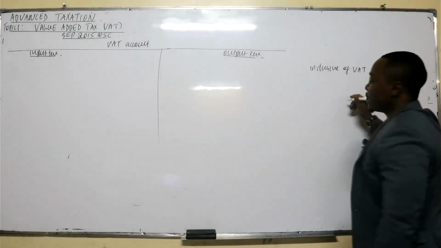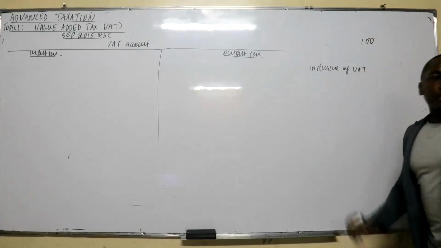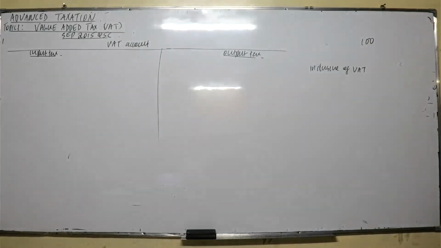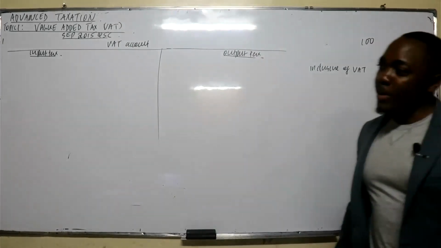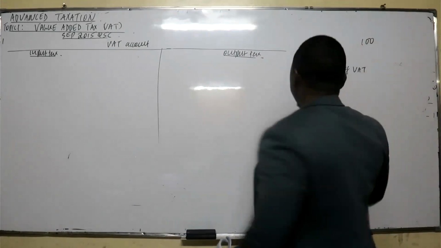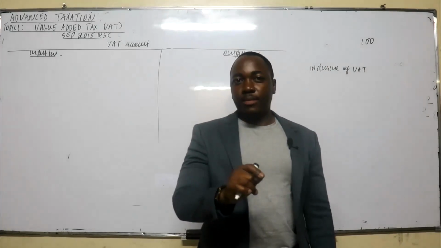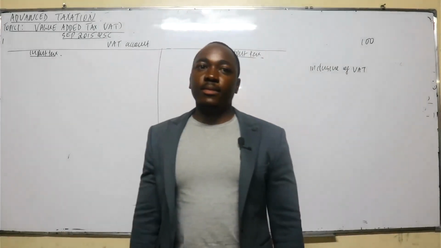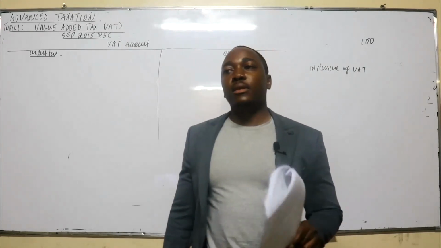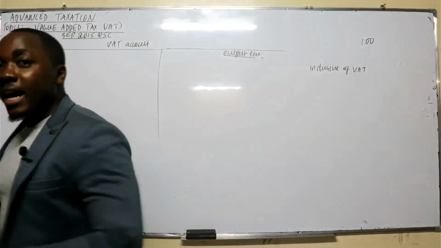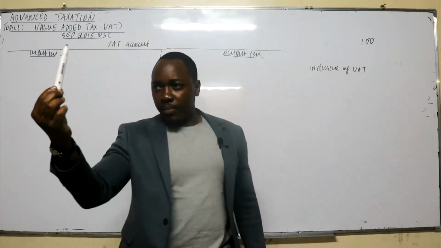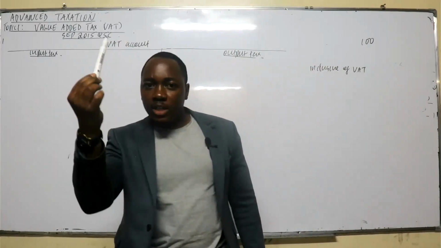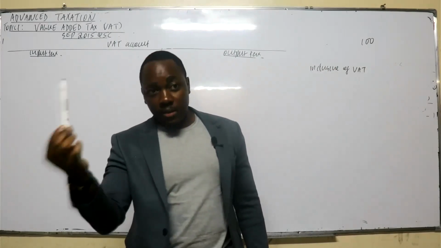So how do you get that? If you're told that 100 is inclusive of VAT, how much is the VAT? Before you answer, listen to my question. Assuming that you are told that the value is 100 inclusive of VAT. The cost of this pen is 100, which is inclusive of VAT. So how much is the VAT on that pen? If you paid 100, you paid a VAT of how much, at the rate of 16%?